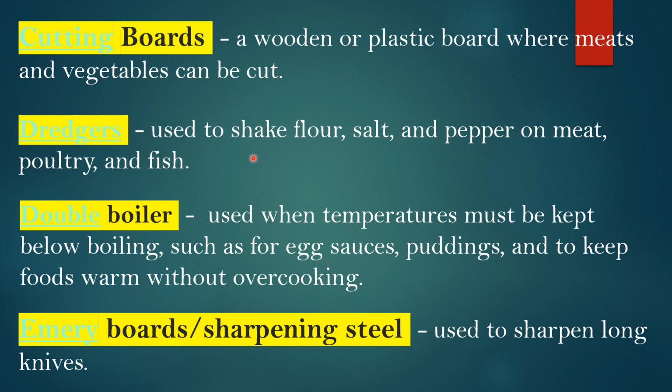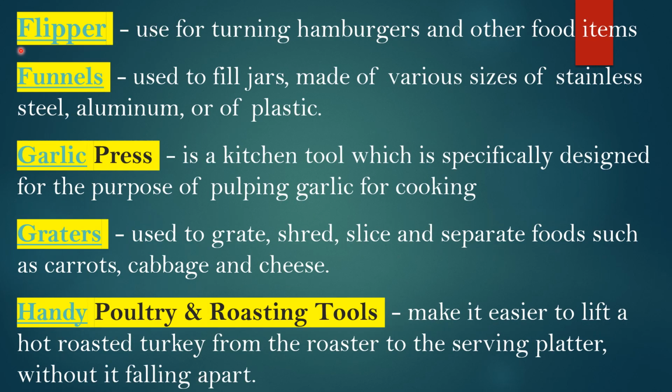Ito yung ginagamit natin panghasa ng ating mga kutsilyo kapag ito ay mapurol na. So it is used to sharpen long knives. Okay, next is ang ating flipper. Okay, it is used for turning hamburgers and other food items. Next is the funnels. It is used to fill jars made of various sizes of made of stainless steel, aluminum, or plastic. Next is the garlic press.